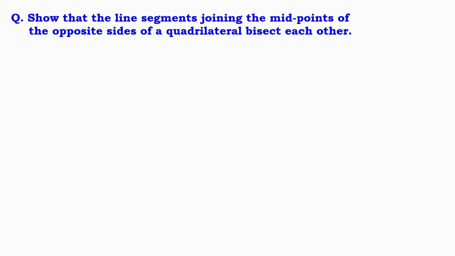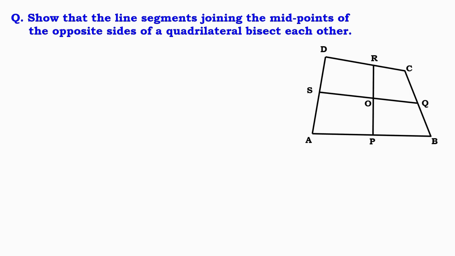So the first question states that show that the line segments joining the midpoints of the opposite sides of a quadrilateral bisect each other. Okay, so let us take a look at the question. Let us understand the question first, then only we will go with the proof. So the quadrilateral is given, that is ABCD.